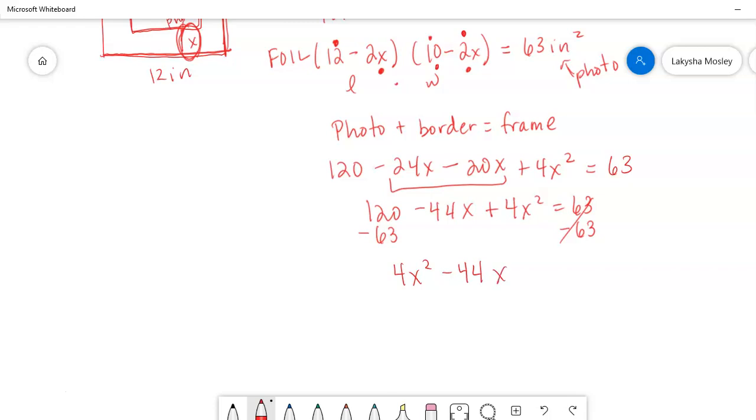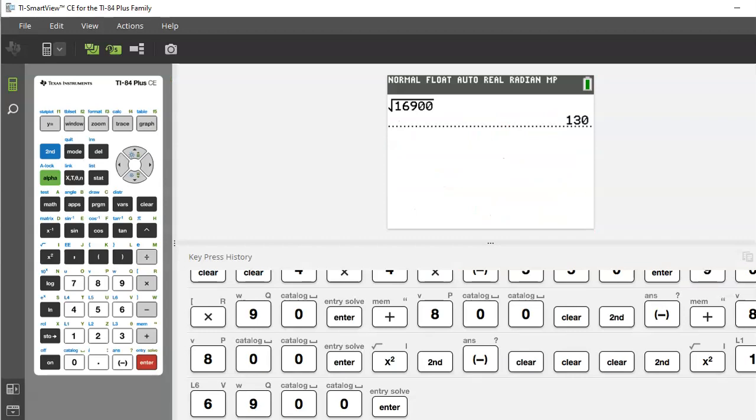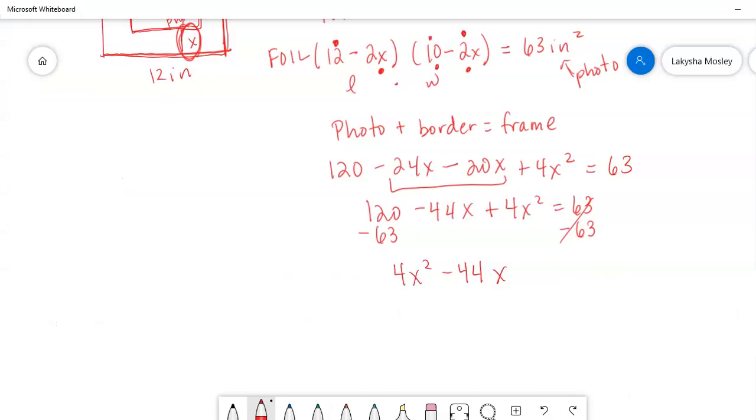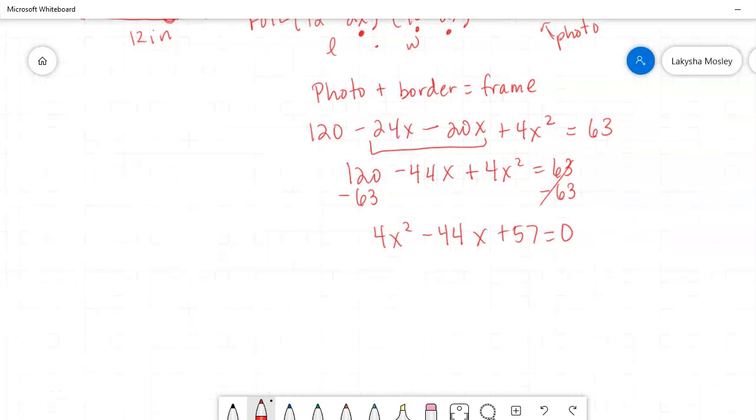And if I subtract 120 minus 63, that's going to give me the 57. Okay. So now I got here plus 57 is equal to 0. And one more time, you can do this whichever way you want. Either you do factoring, or you could do quadratic formula, up to you. And in this case, they factored.